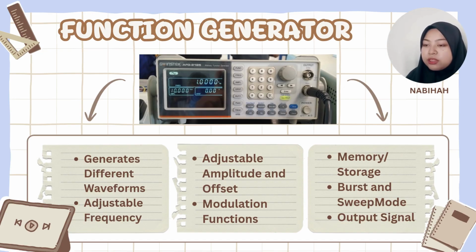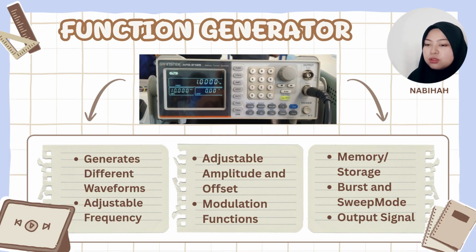Then, modulating function. It includes AM, FM, PM, PWM, and sweep options. These are used in communication and testing applications. Next is memory or storage. You can store and record arbitrary waveforms using internal memory. Lastly, burst and sweep mode. Burst sends a fixed number of waveform cycles. Sweep gradually changes frequency over time, useful for testing filters.